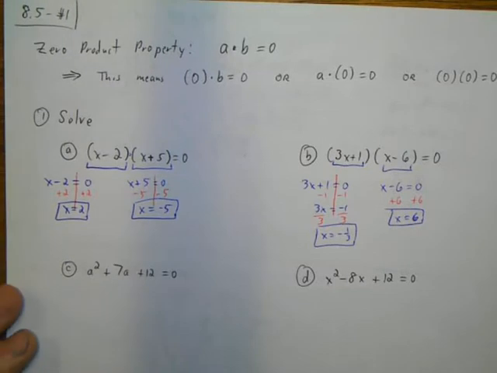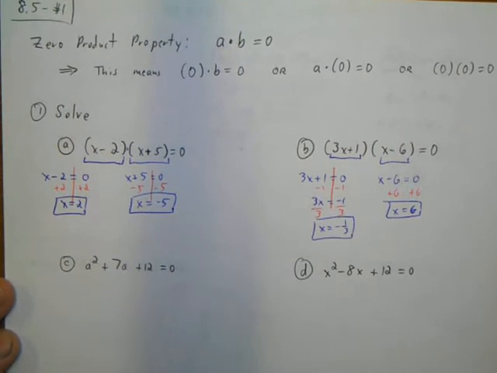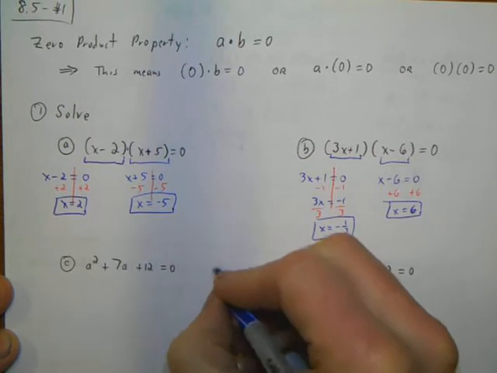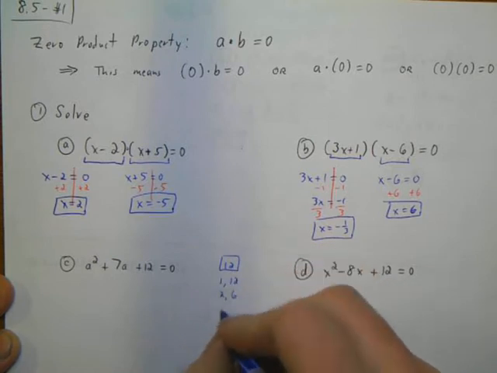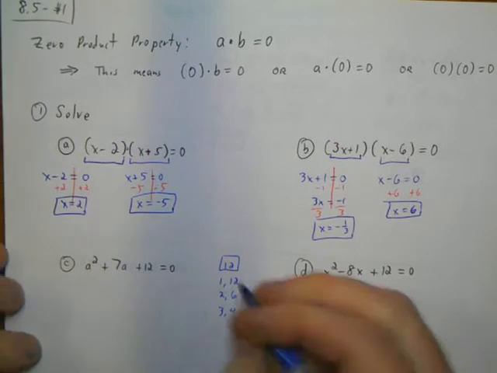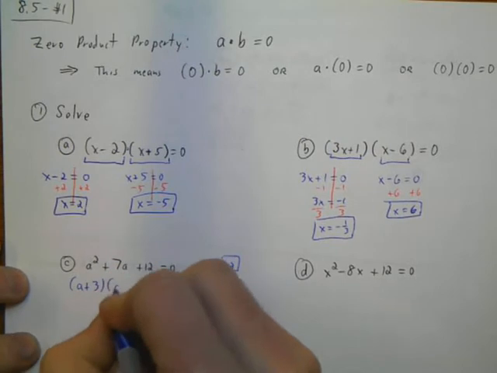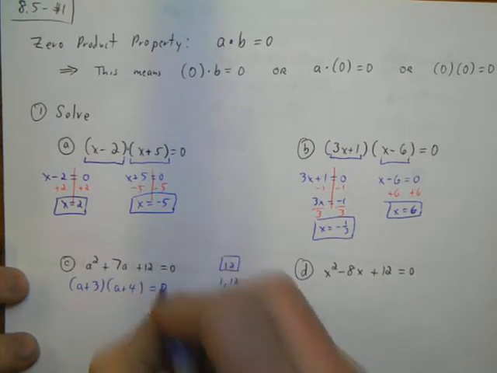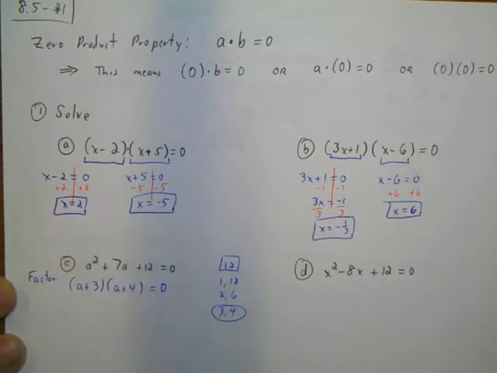Now let's see that in a little bit different context. Here I have my expression a squared plus 7a plus 12, our trinomial. Well, we're going to go back and do like we've been doing for a while. What multiplies to be 12 and adds to 7? Looks to me an awful lot like 3 and 4. So if I go (a plus 3)(a plus 4) equals 0, that is factoring. We just factored. But the question didn't say to factor, it said to solve.